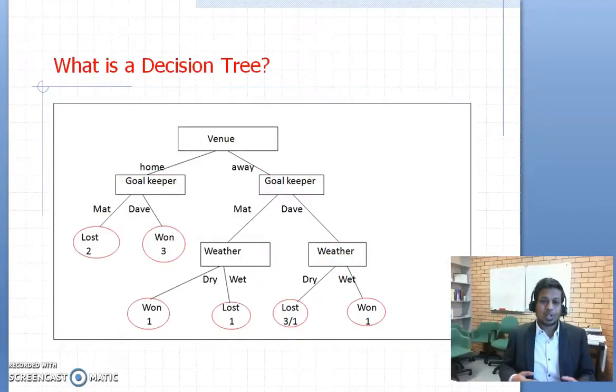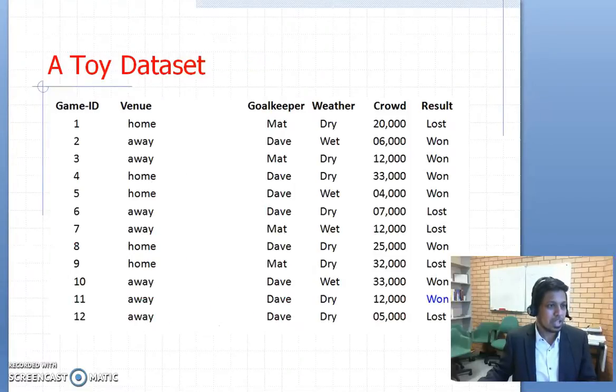Now, the very first question, as usual again, is what is a decision tree? It is a tree-like structure that helps you to make a decision, and you can build a decision tree from a data set. What is a data set? A data set is a two-dimensional table like this.